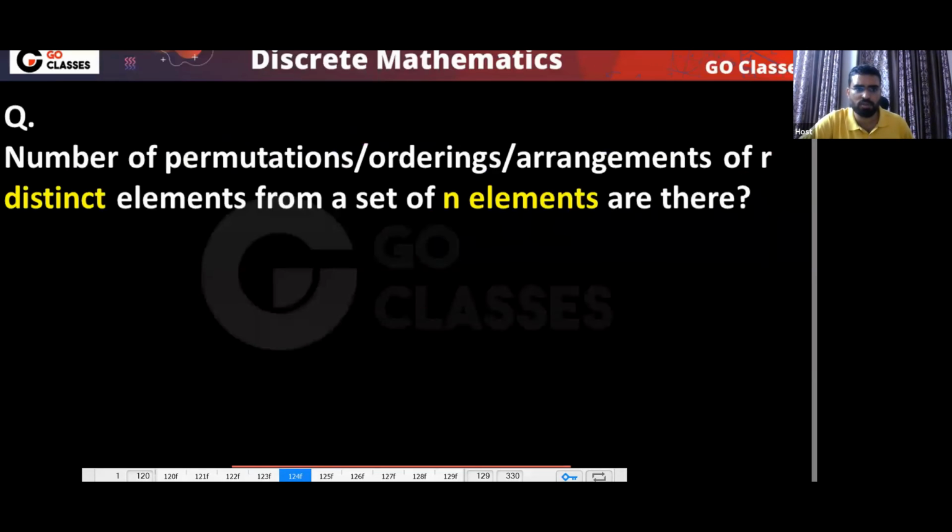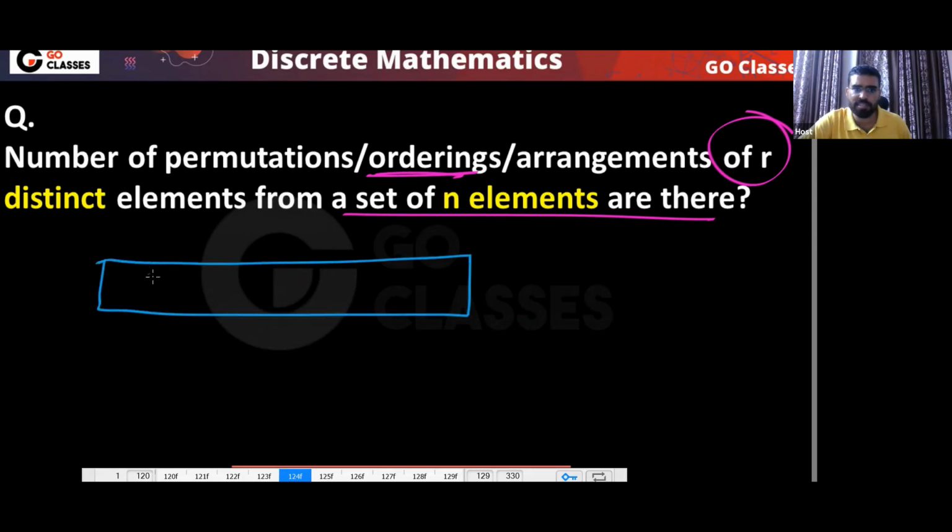Okay, now let's see this question. How many orderings of r elements from a set of n elements? So total n elements you have, but we want only r elements. We want the ordering of r elements. So how many permutations are there? How many orderings are there? For the first position, how many choices?